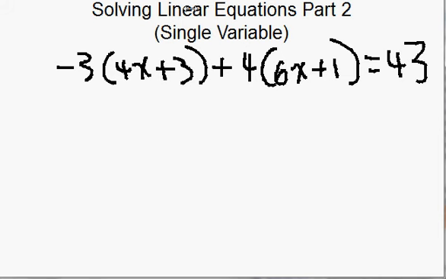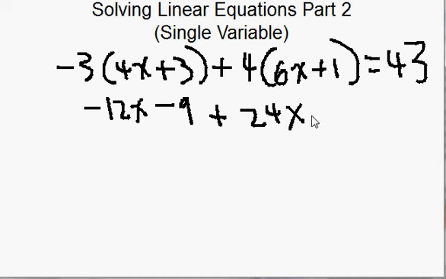You have all the x's on the left side, and I've got 2 parentheses. So what do you think the first thing to do is? Yep, using the distributive law. So here I get negative 12x. Negative 3 times positive 3 is negative 9. And then I've got 24x, and I have to multiply the 4 by the 1, which gives me a 4. And then on the right I have a 43.